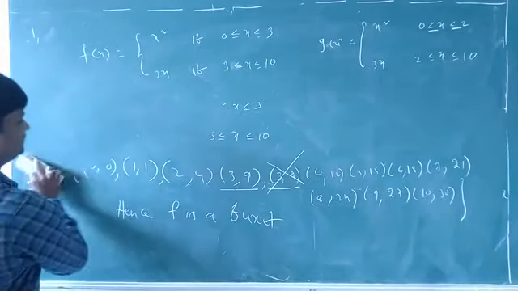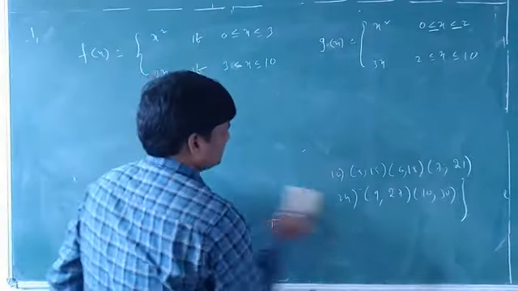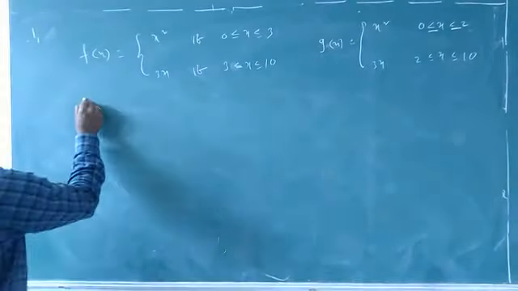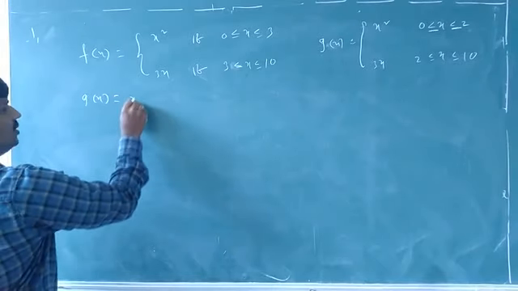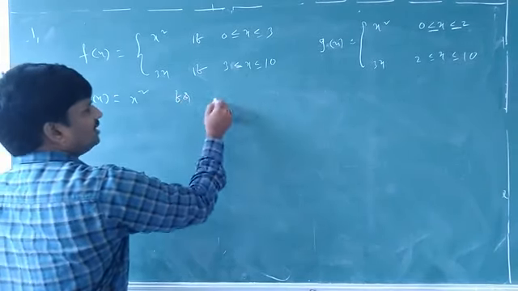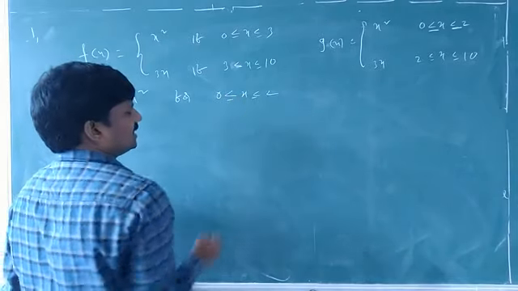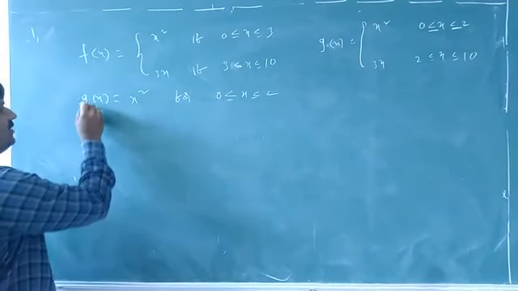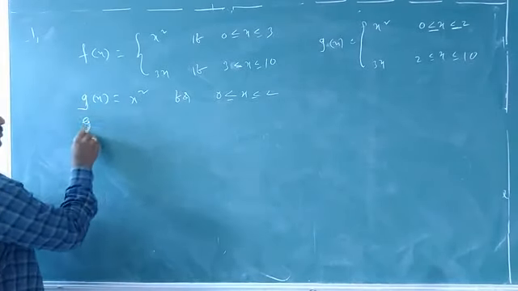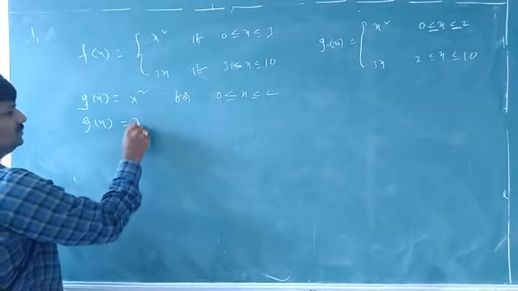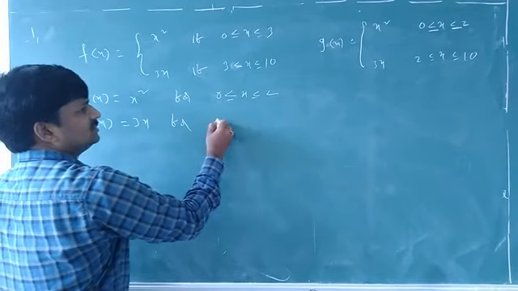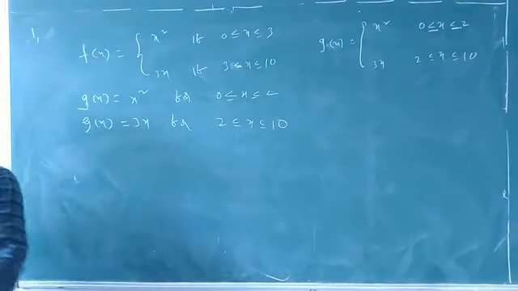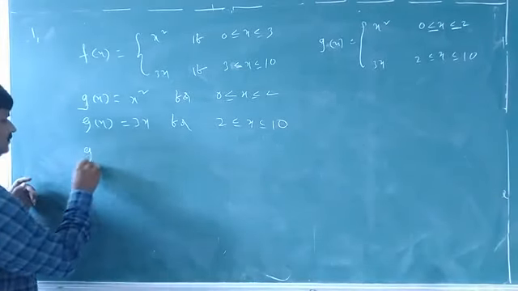Next, what is g of x? See, I will write the function g of x also. See what g of x is given here. g of x is equal to x square is given, when 0 less than or equal to x less than or equal to 2. The x value is between 0 and 2, including 0 and 2. What is the function g of x given here? x square. Next, g of x is equal to 3x is given, for 2 less than or equal to x less than or equal to 10. Here also, same.